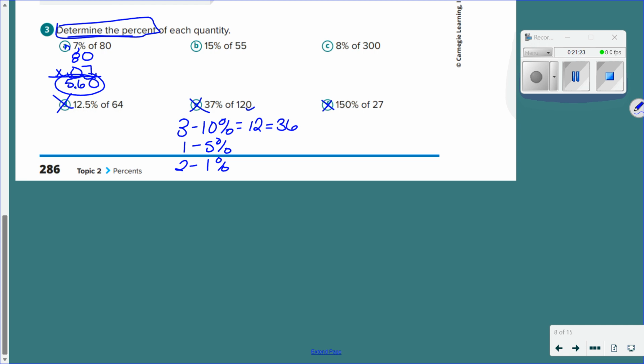If 10% is 12, what is 5%? 6. 6, because it is half of 10%, yes? And how do I find 1% of a number? Move the decimal twice to the left. So I get 1 and 2 tenths. I need 2 of them, so that gives me 2 and 4 tenths. So my answer is 44 and 4 tenths.